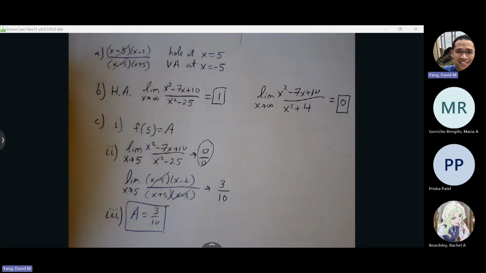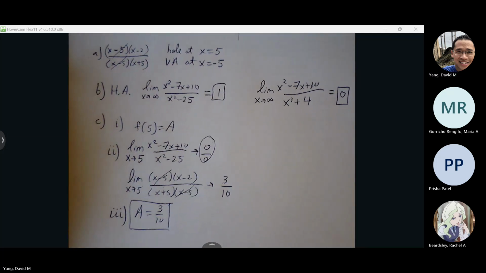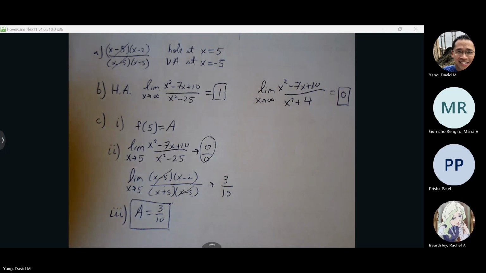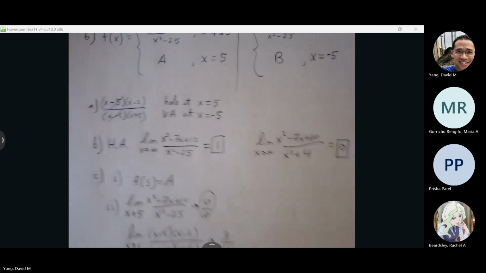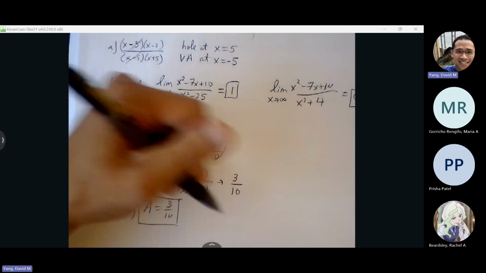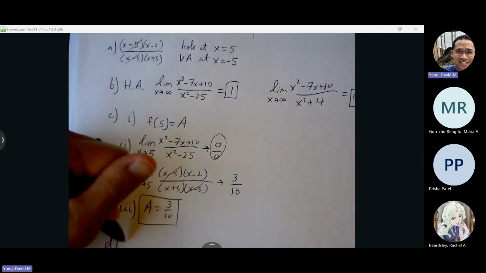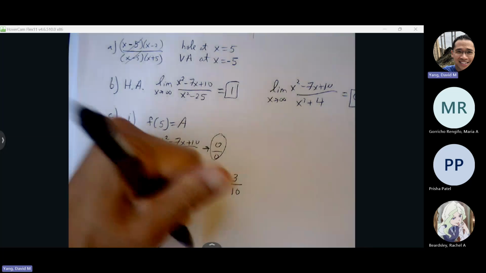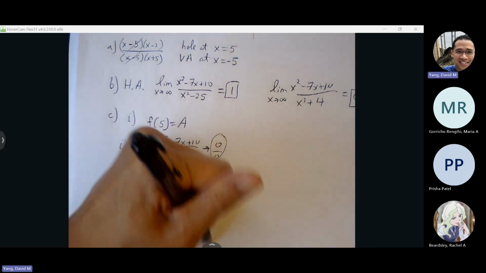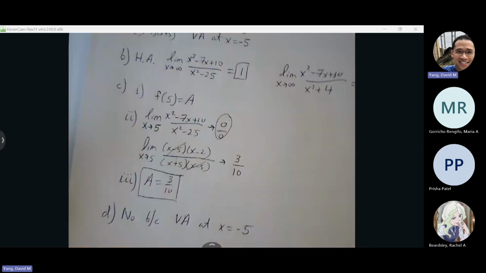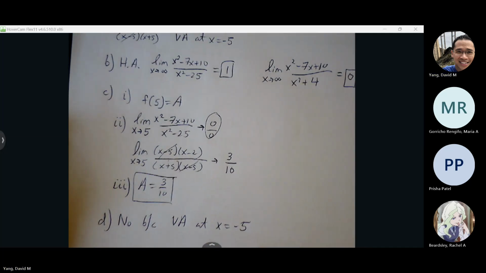Yes, yeah, 3/10. Okay, so for C, yes, we do have an A value. And then for D, no, because there's a vertical asymptote at x equals -5. There's a non-removable discontinuity at x equals negative 5. Yeah, that's fine. No, because there's no removable discontinuity at x equals -5. Yep, good.